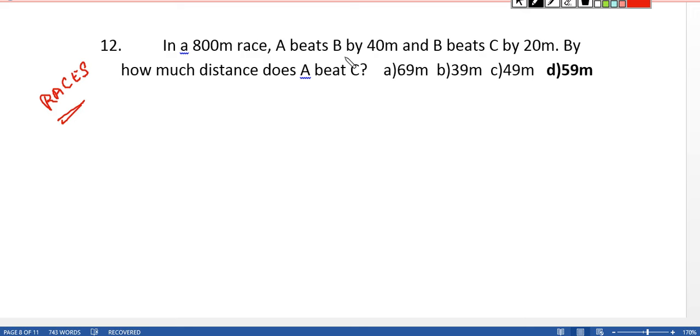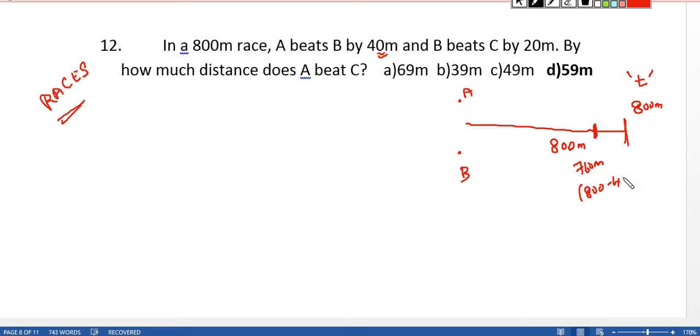So it's an 800 meter race. A beats B by 40 meter. So what does that mean? What that actually means is that if this distance is 800 meter, and both start at the same time, this is A, this guy is B. Since A beats B, A is able to cover this distance 800 meter in t seconds or minutes or whatever it is. Okay, in t time. And in that t time B is only able to come somewhere here. That is 760 meter, because A beats B by 40 meter, which is 800 minus 40, which is equal to 760 meter.